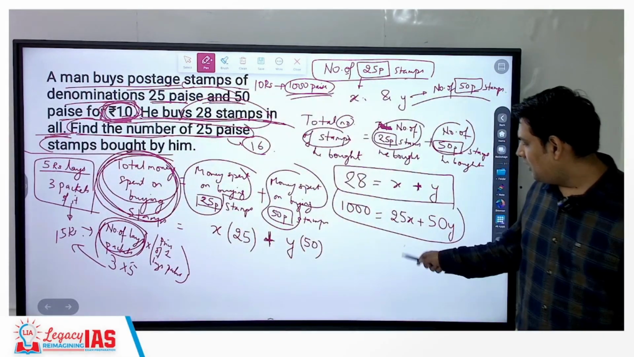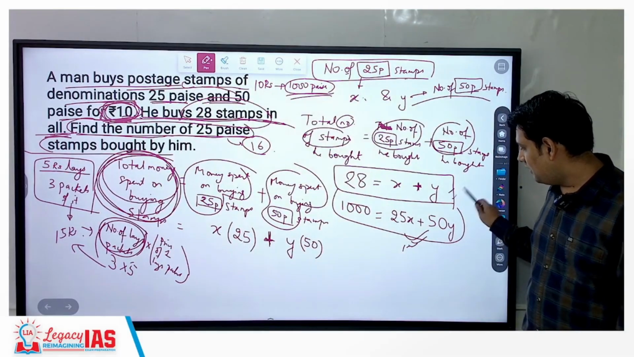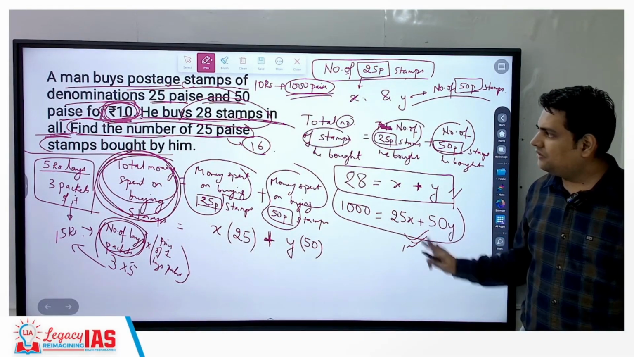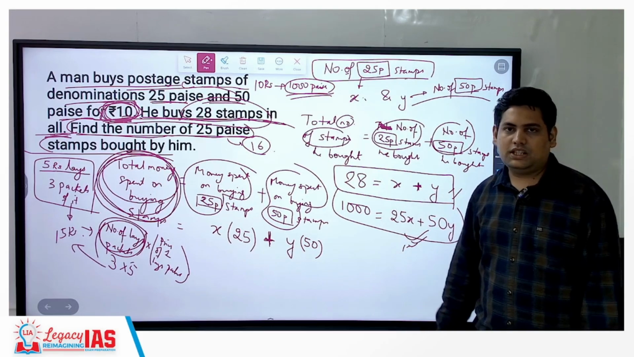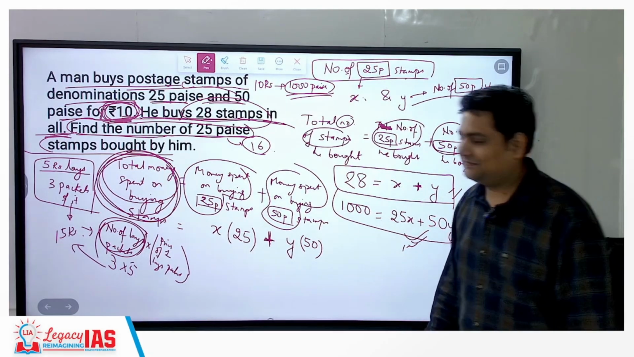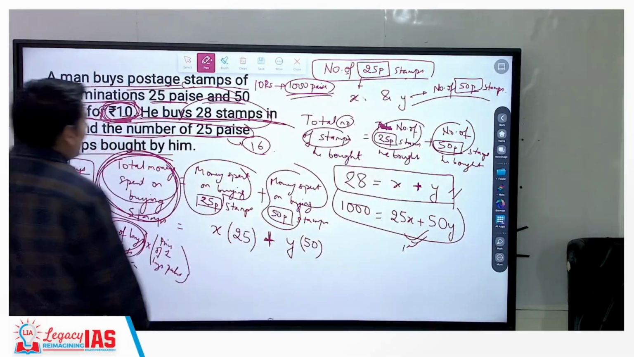People get confused a lot in this equation and this equation. Once you formulate this, then it becomes very easy. Understood? Okay, then next.